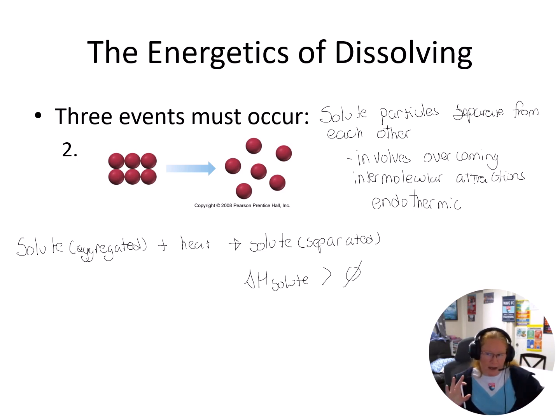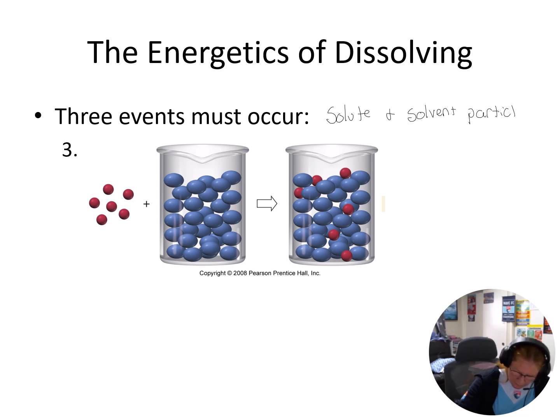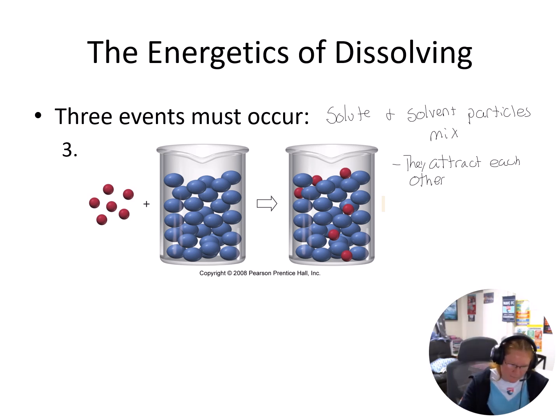All right, so I've broken up my solute, I've broken up my solvent. Now I have to let the two of them mix together. Okay, and so solute and solvent particles mix. What's happening here is the particles are going to attract each other. They're going to build new attractions, solute-solvent attractions. This is favorable. This gives us back energy. The particles attract each other, and so it's exothermic.